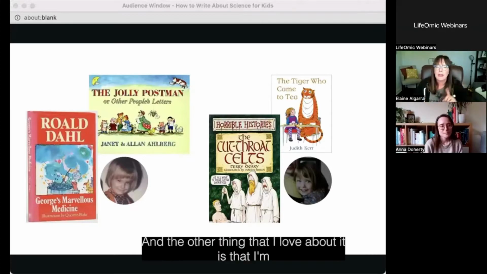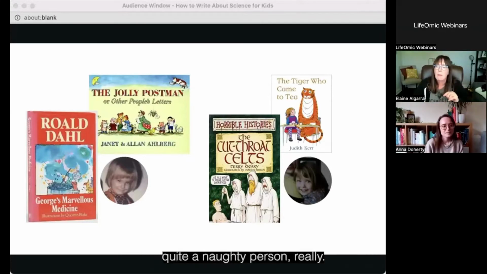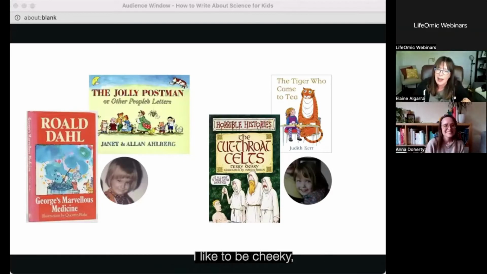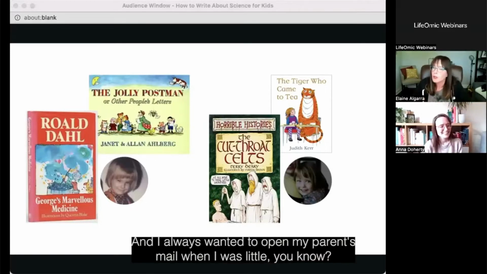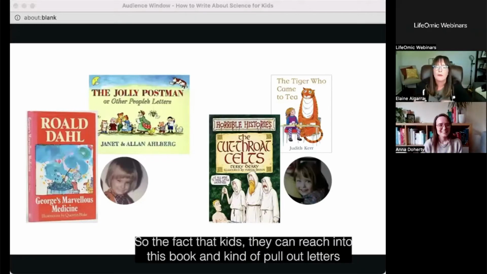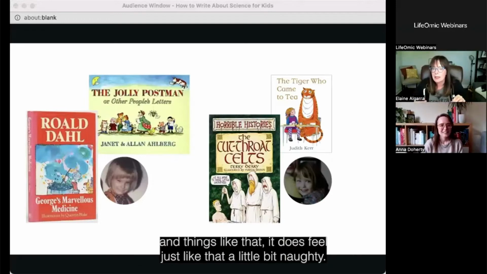And the other thing that I love about it is that I'm quite a naughty person, really. I like to be cheeky, and I like to do things that I shouldn't be doing, especially when I was a kid. And I always wanted to open my parents' mail when I was little, you know? So the fact that kids can reach into this book and pull out letters and things like that, it does feel a little bit naughty.